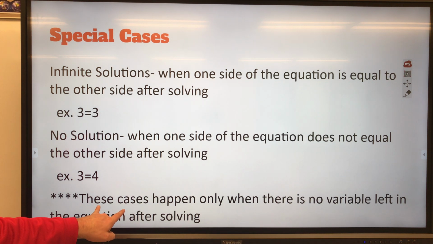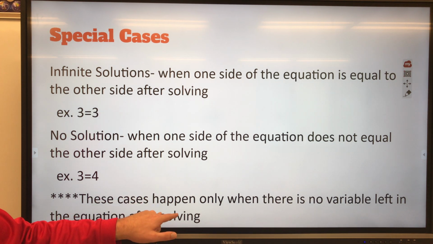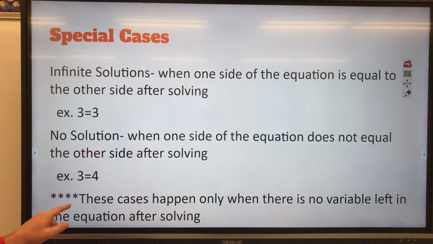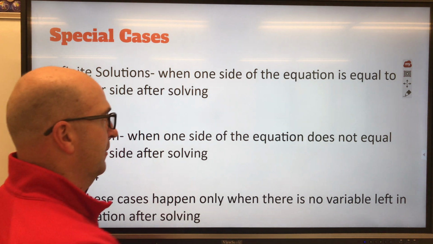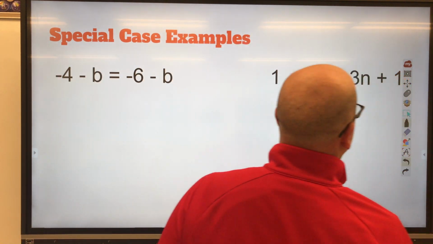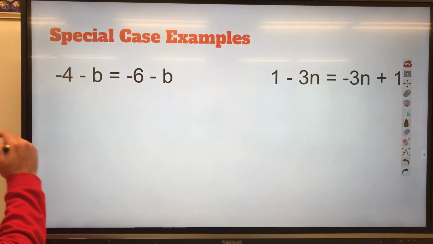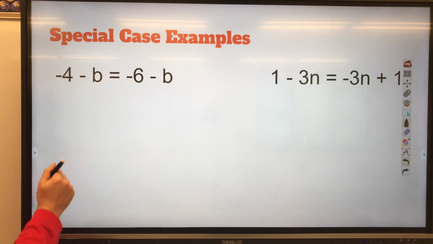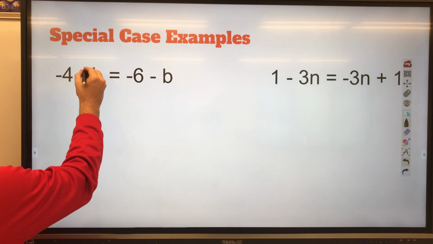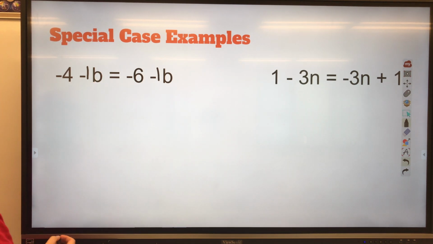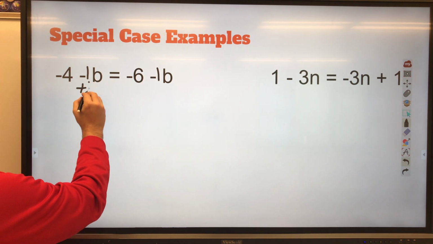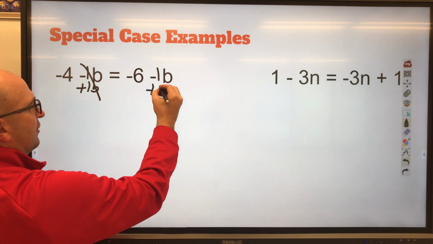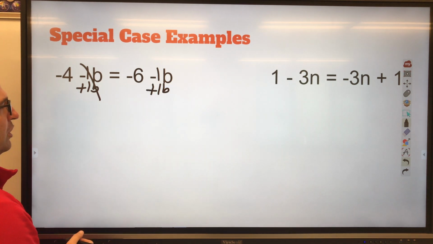So, the thing down here says these cases happen only when there is no variable left in the equation after solving. So that looks like this. Negative 4 minus b equals negative 6 minus b. I'm going to start here. They're both negative 1b. I'll add 1b here. But what I do to one side, I must do to the other. So I add 1b here.